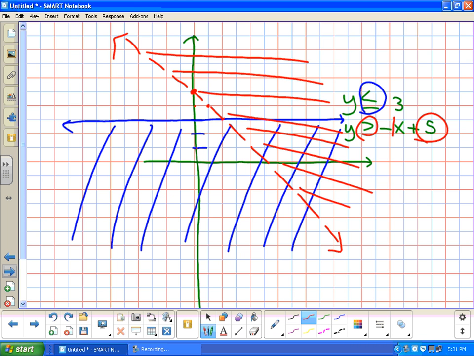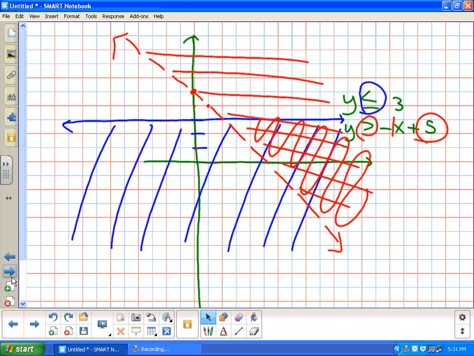Now the solution to this system of inequalities is the double shaded region, which is this region right here. Any point in this area right here is a solution and will make both equations or inequalities true. So for example, I can pick this point right here, which is the point 1, 2, 3, 4, and up 2, so that's 4 comma 2, and 4 comma 2 will make each inequality true.